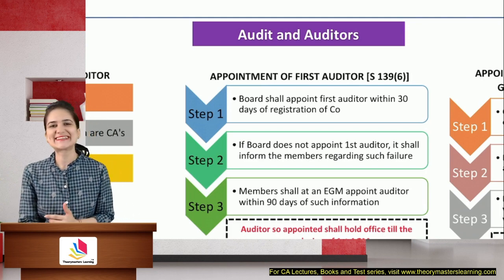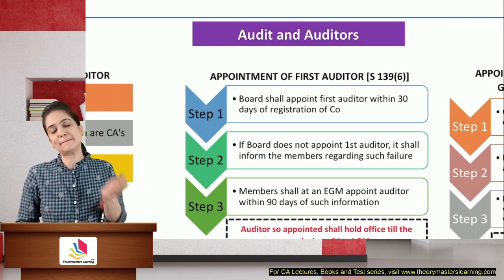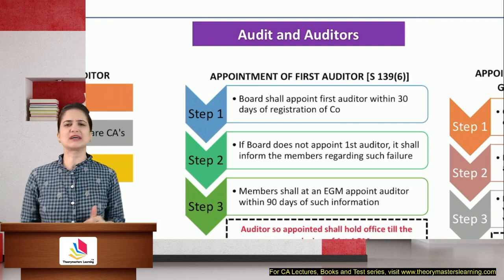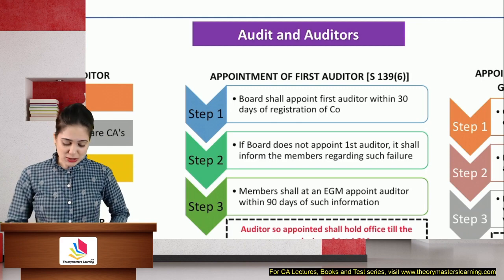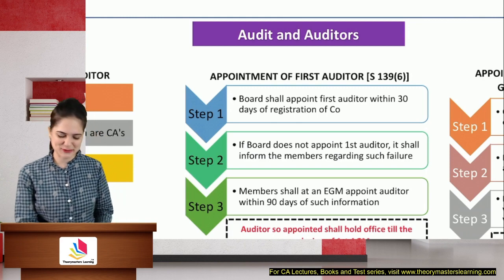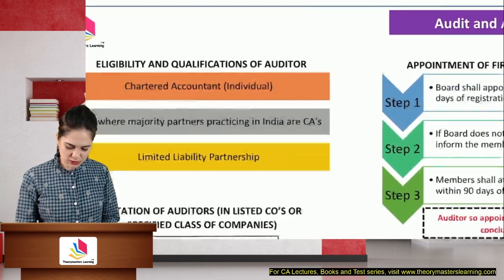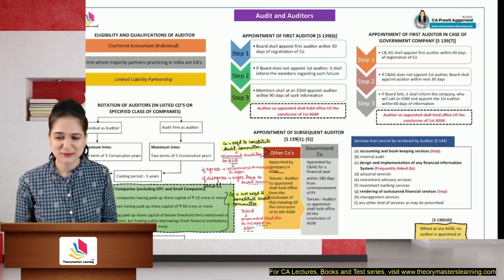Now let us discuss audit and auditors, something which is common to audit as well as law, but even though it is a common topic, it is important for law. Many questions are asked. In fact, in every attempt you will get at least 1 or 2 questions from this chapter. So without wasting any time, let us jump into the audit and auditors chapter. Yes, I have mentioned all the important section numbers over here. You need to remember these section numbers at least.